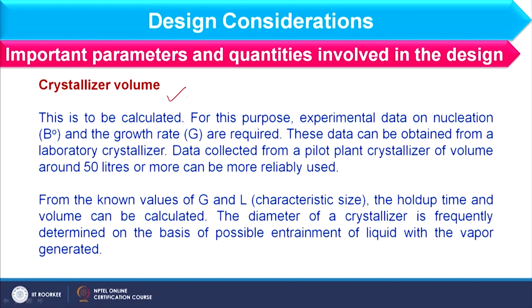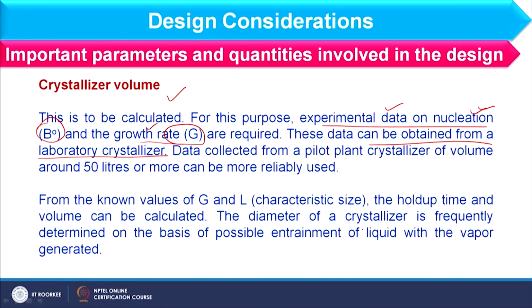So, as far as calculation of crystallizer volume is concerned, we need experimental data. Experimental data for what? Experimental data for nucleation and the crystal growth rate. So, nucleation, that is B naught, and crystal growth rate, that is basically G. Depending upon the solution we can find these data experimentally, and these data can be obtained from a laboratory crystallizer. So, usually we obtain these data from a crystallizer which is available in labs.